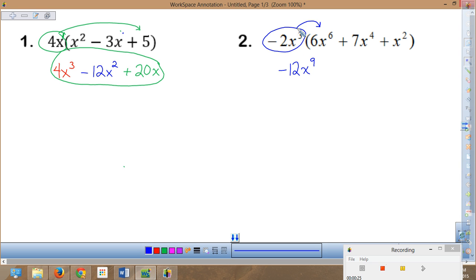Then we do negative 2 times positive 7, and you get negative 14. And there's 3 plus 4, which is 7. And then you have negative 2 times, and there's an understood 1 there, which is negative 2. And then there's 3 plus 2, which is 5. And this becomes our final answer here.